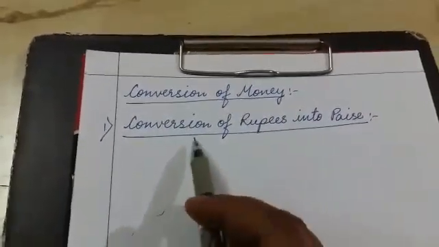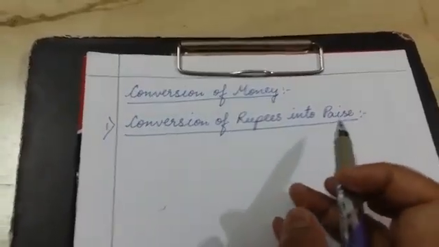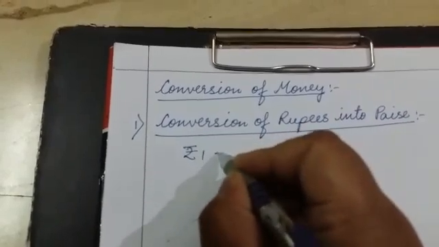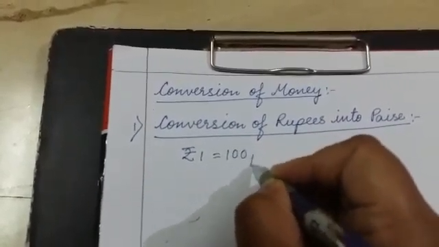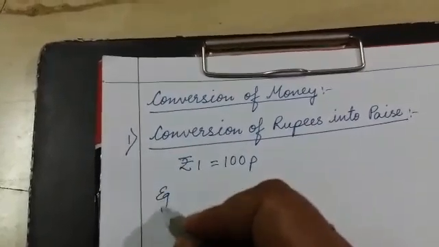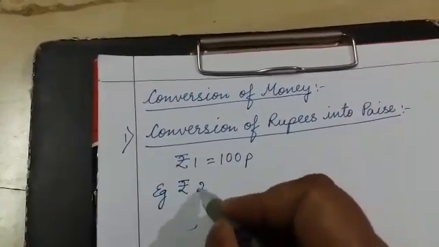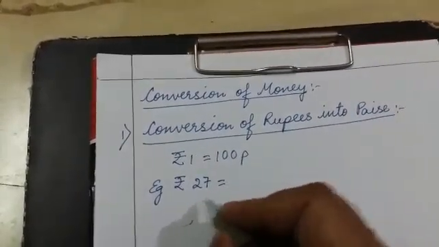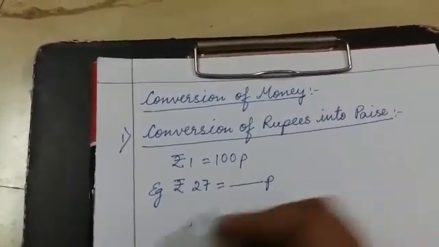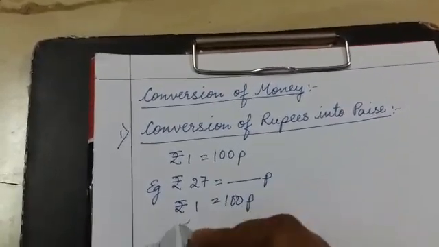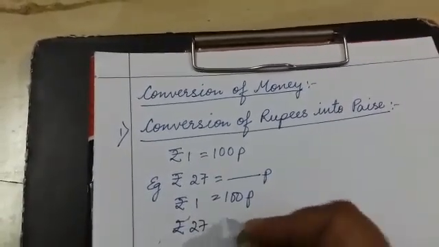The first conversion we will see is rupees into paisa. As we know, rupees 1 is equal to 100 paisa. So if we take, for example, rupees 27, in order to make it into paisa, what do we have to do? We have to write rupees 1 is equal to 100 paisa. So rupees 27 will be how much?